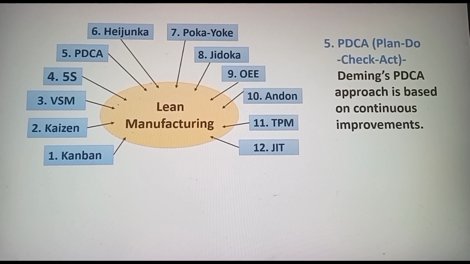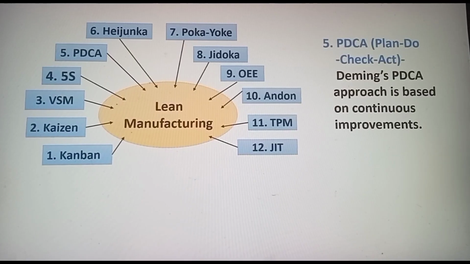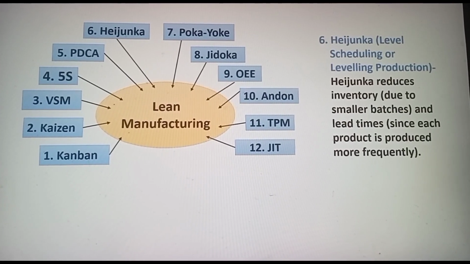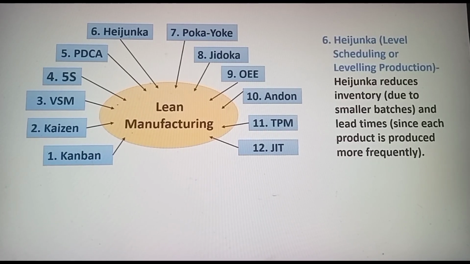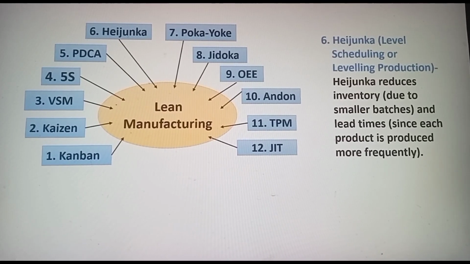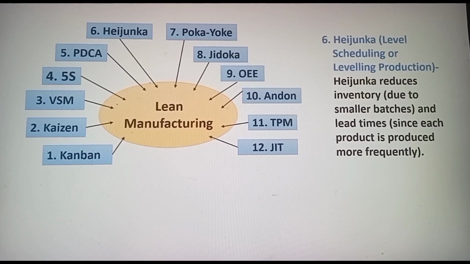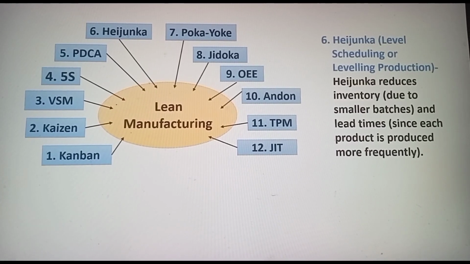Number 5, PDCA, plan, do, check, act. Deming's PDCA approach is based on continuous improvement. Sixth, Heijunka, level scheduling or leveling production. Heijunka reduces inventory due to smaller batches and lead times since each product is produced more frequently.